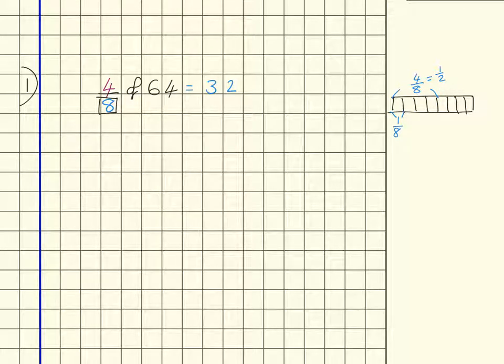So 4/8 of 64. So first of all I'm going to take 64 and divide it by 8. Now I know that 8 times 8 is 64, so 64 divided by 8 will give me 8, which means that each one of these is equal to 8.